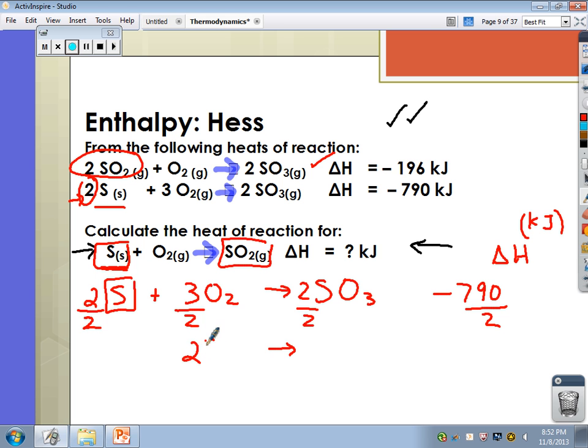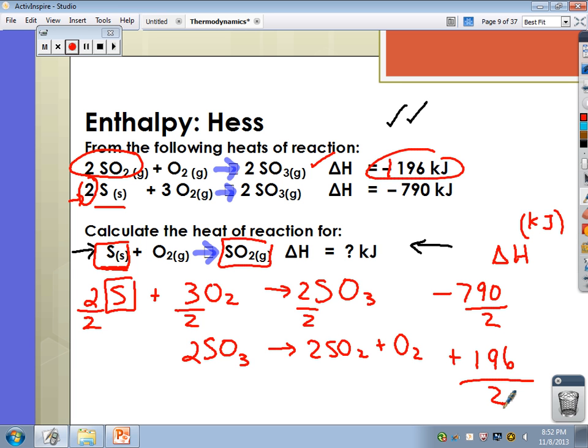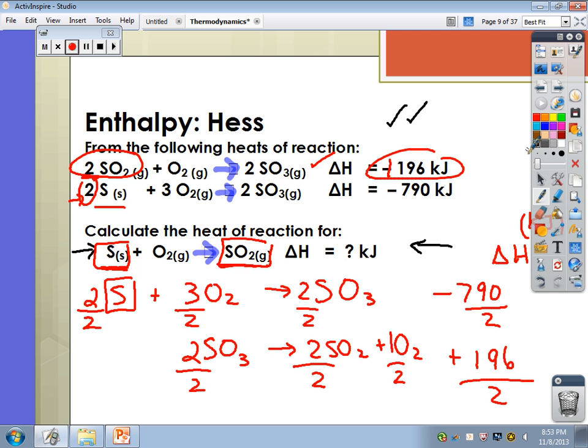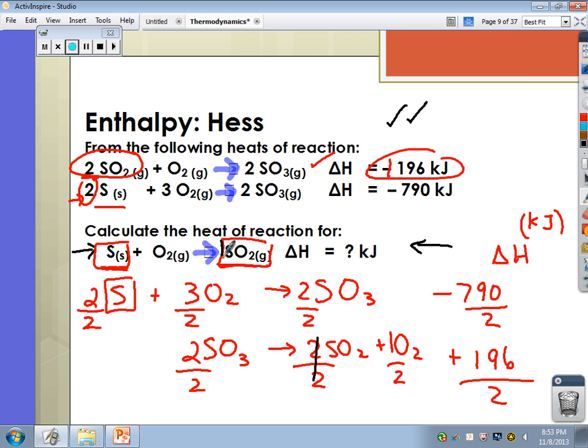So I'm going to put 2SO3 right here, and then I'm going to copy down 2SO2 plus O2. And because I'm flipping my reaction, I'm also going to flip my sign. So I'm going to put positive 196. Okay, now I'm going to end up dividing this by 2, and this is why. Because I have one SO2 here, and I have two SO2s here. So to get rid of that, I need to go ahead and divide everything by 2. The whole equation. Because look what happens. Isn't this now a 1? And isn't this a 1? And isn't this a 1 and this a 1?